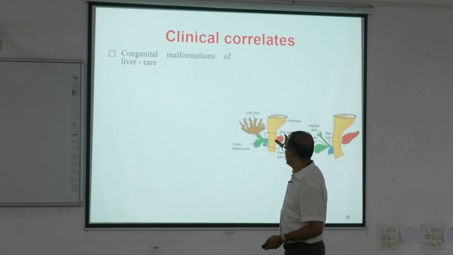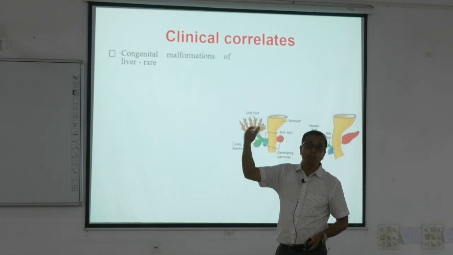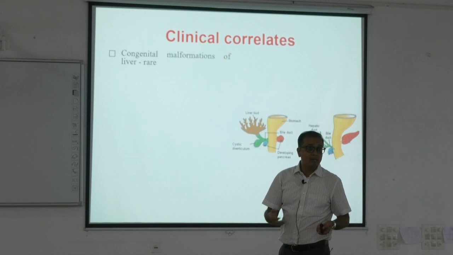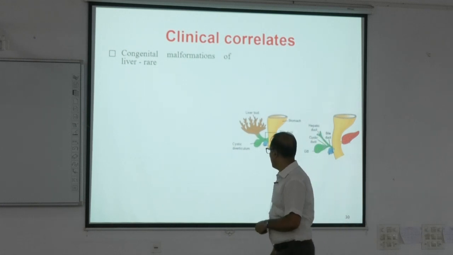We may have an abnormality like absence of the liver. That means the hepatic bud is not formed and the liver is not formed. The cystic diverticulum is not formed. The gallbladder and the system are not formed. So this is a phenomenon that can happen. Same thing happens over here.